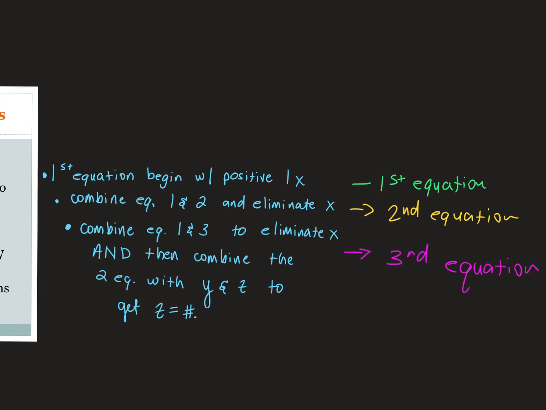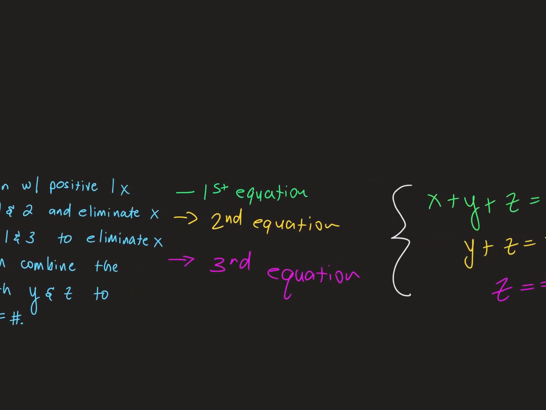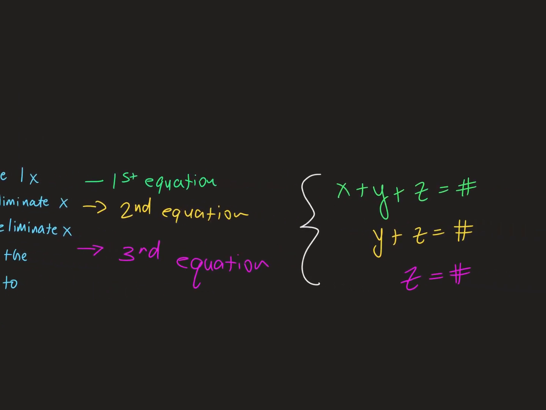What you're going to do is make sure the first equation that you use begins with a positive 1x. If it doesn't, figure out a way to make it. Either move it to the top, divide everything by a negative, factor out the GCF, whatever, and this will all make more sense when I do it. But that's going to be your first equation, and you're going to want it set up with an x, a y, and a z equals a number.